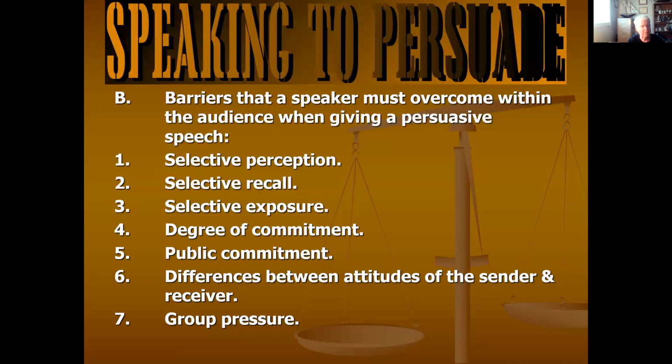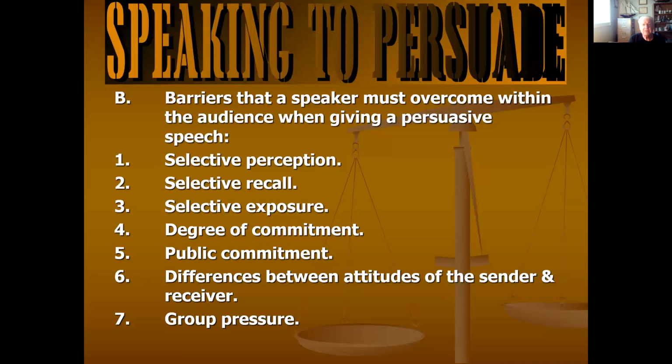And group pressure is powerful. It can be family group pressure, it can be friendship pressure, it can be peer pressure, it can be gender pressure, it can be pressure coming from your ethnic background as far as authenticity, any number of places. And group pressure is a very real thing, and people will resist.